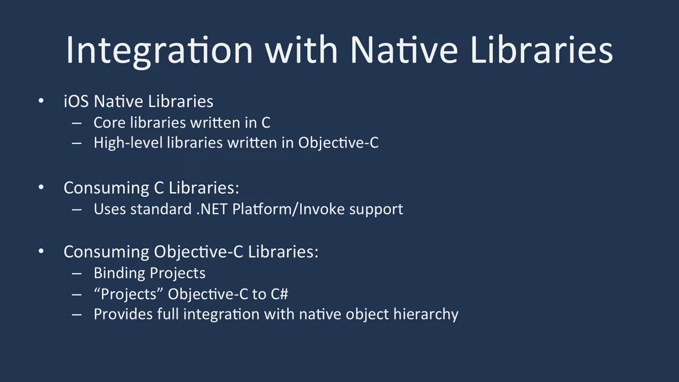I already kind of covered this. So consuming C libraries, that's platform invoke. So the way that you integrate Objective-C libraries is with a thing called a binding project. And what you wanna do is you wanna map the Objective-C concepts, classes, methods, fields, and so on, into C# concepts, right? So we're gonna learn a little bit today about Objective-C, about the data types that we'll encounter in Objective-C, and how those things translate to C#. And the way that you do it is that you're gonna create a binding project in either Visual Studio or Xamarin Studio, and you're gonna create this definition, and we're gonna talk about that.